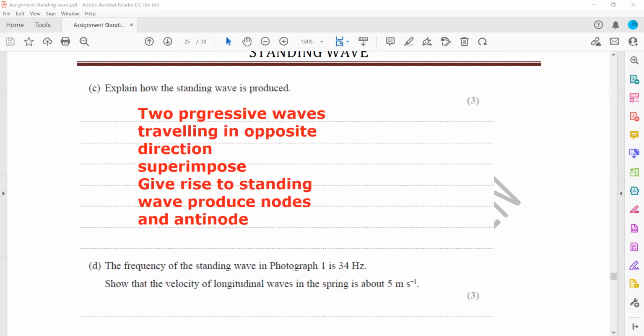Then the photograph of a standing wave, where the frequency of the wave is 34 and the velocity is 5. We have to show that the velocity is about 5 meters per second, using photograph 1. So how can we show it? First, we have to find the wavelength, and to get the wavelength, we have to check how many waves there are.